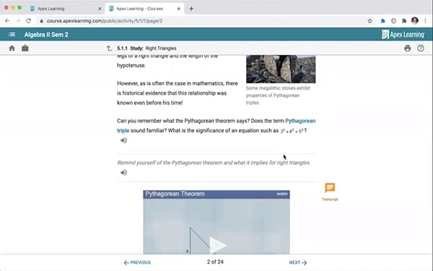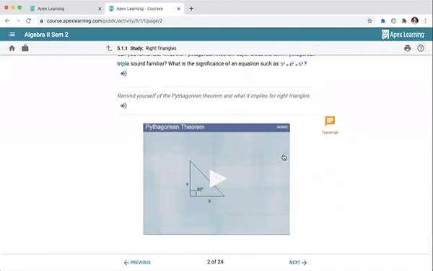So what is the significance? Why is this so important here? It's going to be so important because it's saying that if we know two sides of our triangle, we can figure out the third one. We can figure out an unknown length here. So let's take a look.